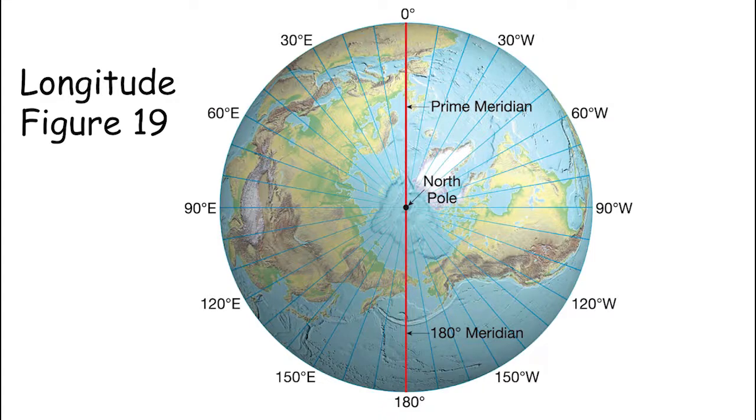When we look at the Earth from this point of view, we see the meridians as lines that converge towards the center, which is the North Pole. You can experiment with your own globe to see this. So again, we see that longitude goes 180 degrees east and 180 degrees west of the prime meridian.